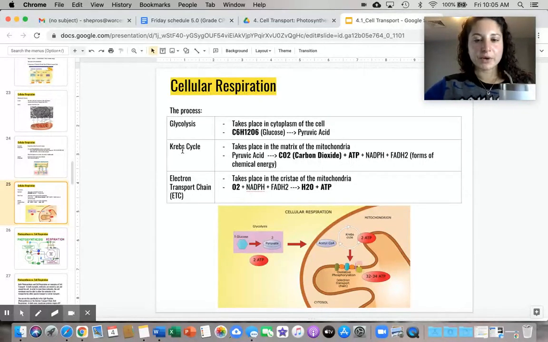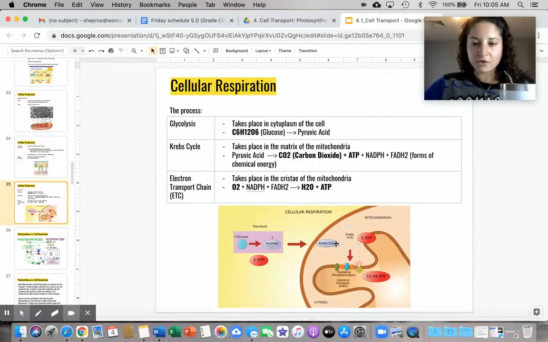The second step, the Krebs cycle, it's again going to take place in the matrix of the mitochondria. So that's in this area right here, or this area right here in between the membranes. So basically we are taking the pyruvic acid made in glycolysis right here.